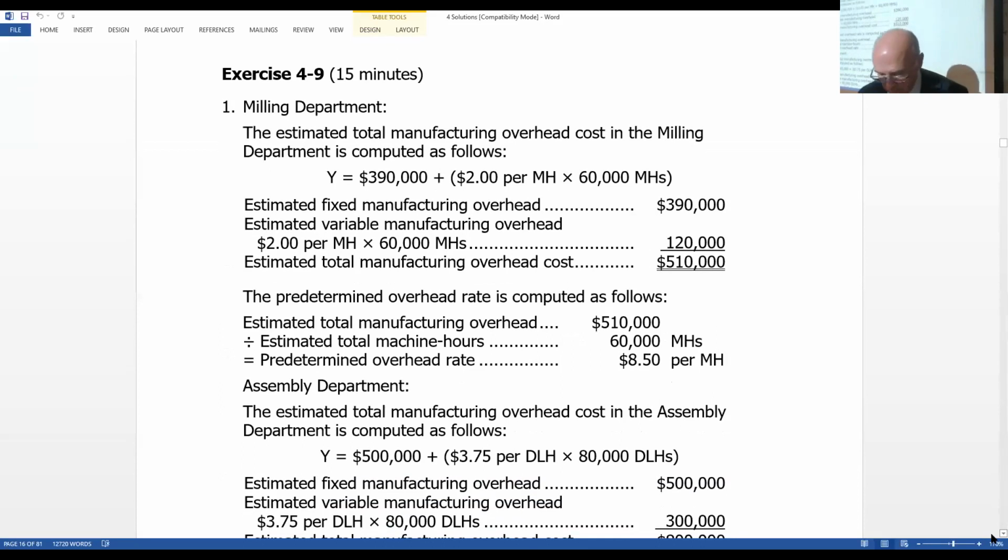And number 9, departmental overhead rates. Let's look at the requirements. There are 3 of them. The bottom of page 144.